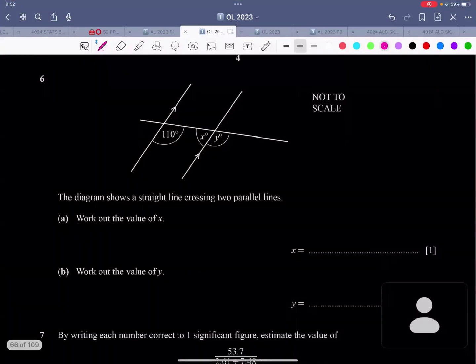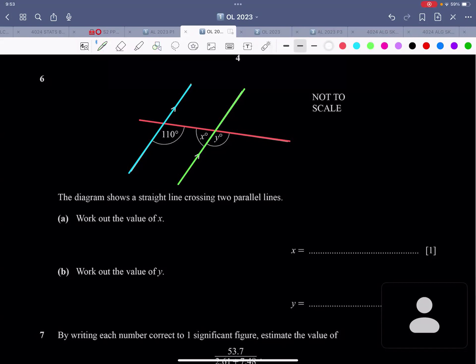So now the question says the diagram shows 2 straight lines crossing 2 parallel lines. So let me draw some lines. This is one line that's going like this. And then there are 2 parallel lines. Let me draw one of them in blue. Let me draw one of them in green. Now work out the value of x, work out the value of y.